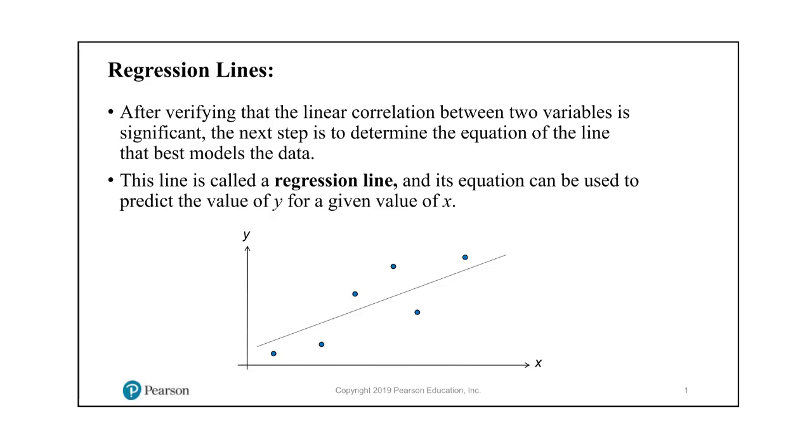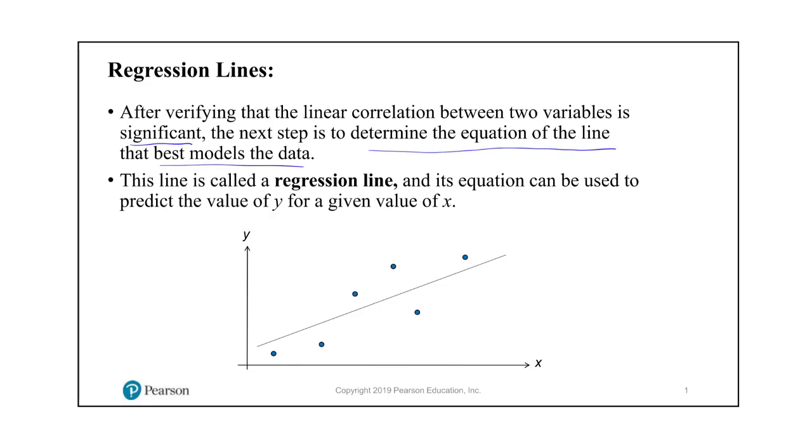So let's say that we have found a linear correlation between two variables. The next thing that we'd want to do is be able to describe that relationship more thoroughly. And one way we can do that is with regression lines. So after verifying that the linear correlation between two variables is significant, the next step is to determine the equation of the line that best models the data.